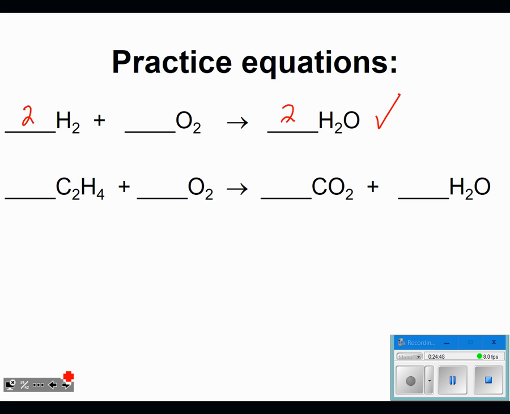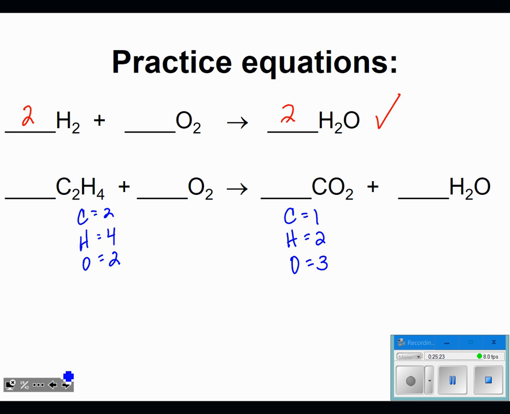My next one is C2H4O2, making carbon dioxide and water, which would give me C, H, and O. So I'd have 2 carbons, 4 hydrogens, and 2 oxygens. Over here I'd have, oops, that's the wrong count. I only have 1 carbon, sorry. 1 carbon, 2 hydrogens, and 3 oxygens.